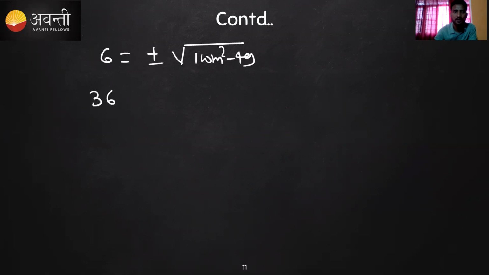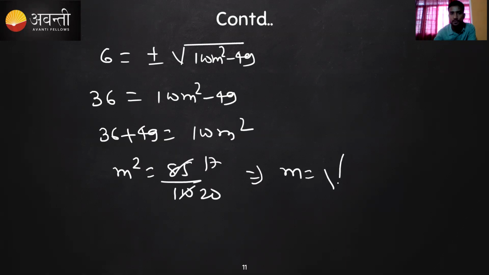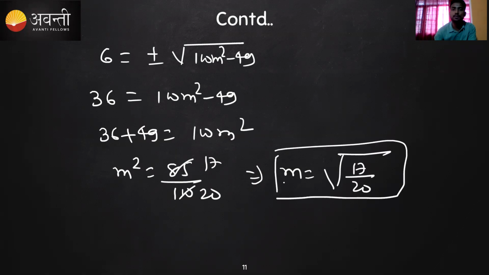So it will be basically 36. If you take a square, then it will be 100 m square minus 49. So from here it will be basically 36 plus 49 is equal to 100 m square. So basically m square is equal to 85 by 100, that is 17 by 20. So from here what you will get, m is equal to root 17 by 20. So this will be the value of the slope.